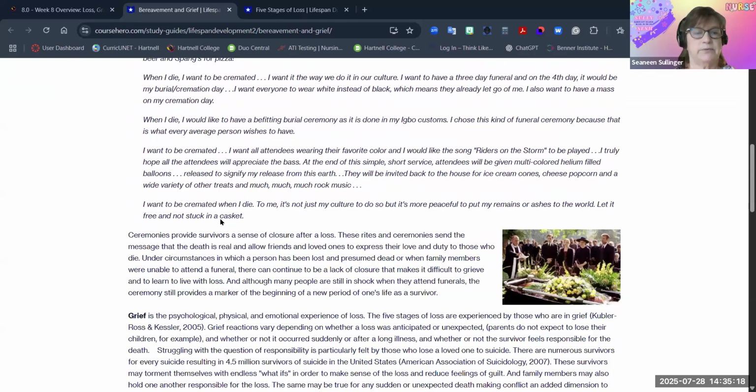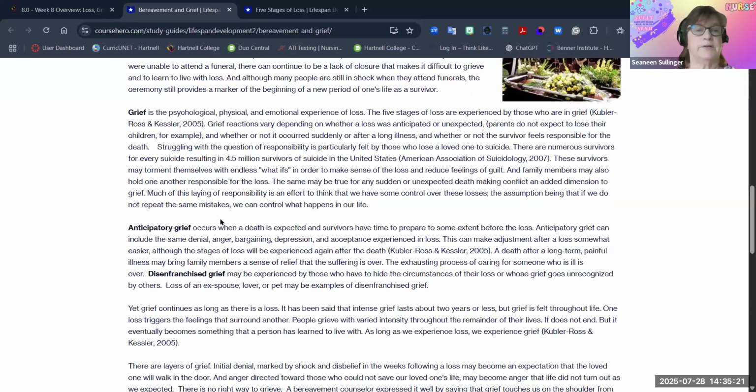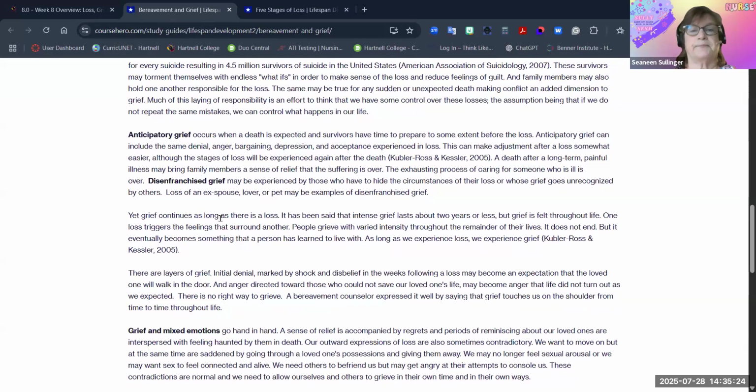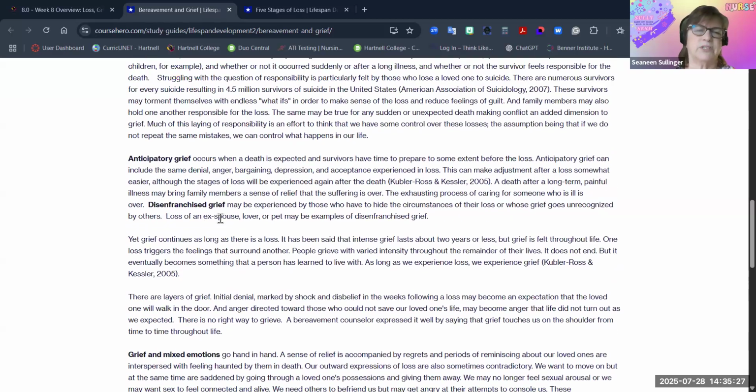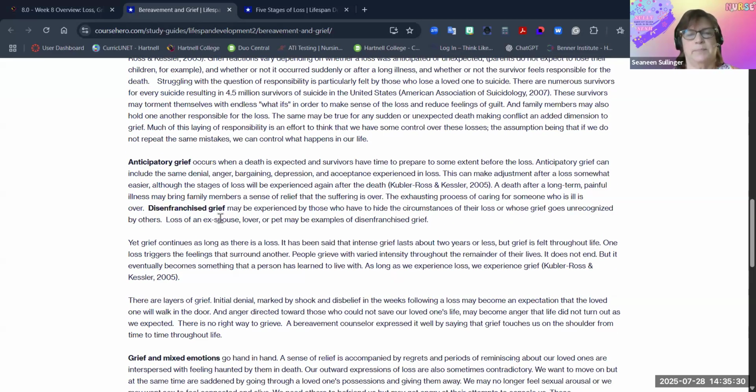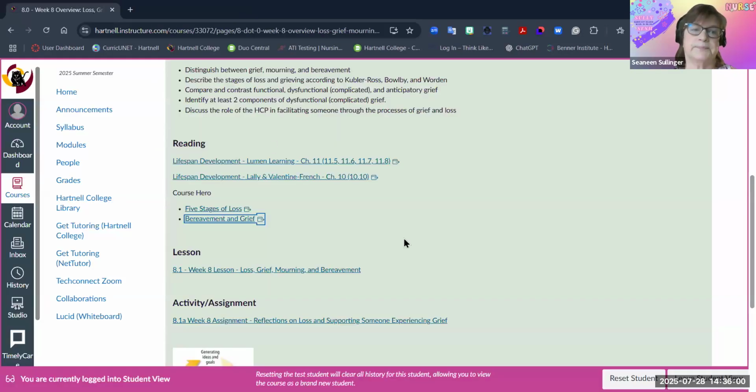And so here are some examples there. Grief talks about anticipatory grief, disenfranchised grief, which I think is a tough one because it's experienced by people who have to hide circumstances of their loss or whose grief goes unrecognized by others. So a pet, for example, although I don't particularly think that's disenfranchised grief because people are pretty sad when they lose a pet. But there could be some person that nobody's really aware of, some weird thing that you're grieving, but it's still a loss. It's still grief. So it's good to be aware of those feelings.